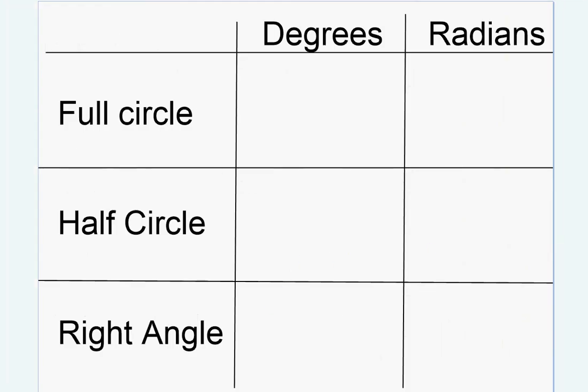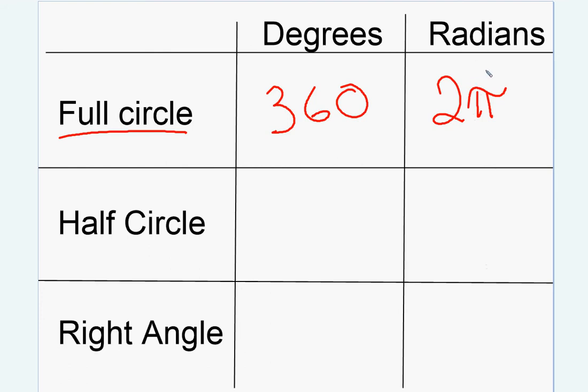So let's do a little column to compare and contrast. Degrees are easy because we've been using those for a while. A full circle is 360 degrees. That's going to be exactly the same as 2 pi radians. Most of the time radian measure will have a pi in it somewhere. Not always, but usually.